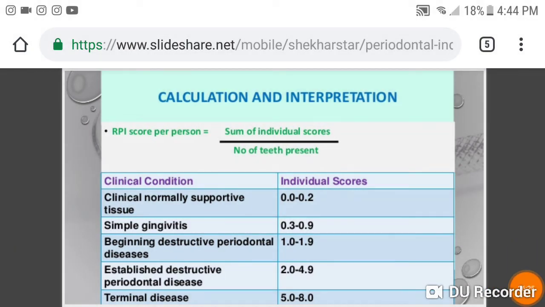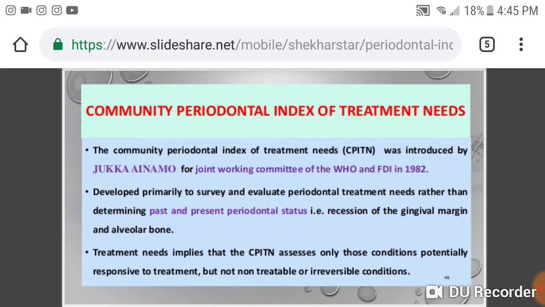Calculation and interpretation. RPI score per person equals the sum of individual scores over the number of teeth present. The clinical condition: clinically normal supportive tissue, 0 to 0.2; simple gingivitis, 0.3 to 0.9; beginning destructive periodontal disease, 1.0 to 1.9; established destructive periodontal disease, 2.0 to 4.9; terminal disease, 5.0 to 8.0. Community Periodontal Index of Treatment Needs, that's CPITN.